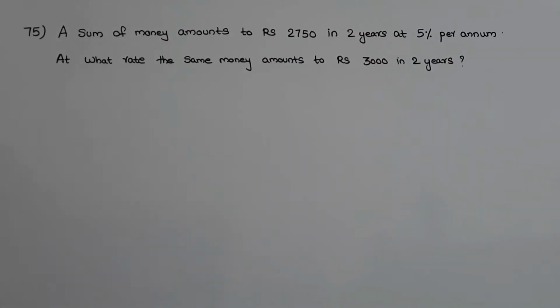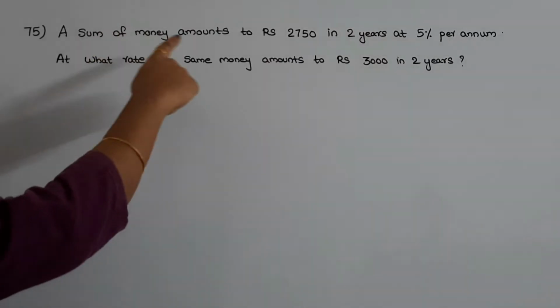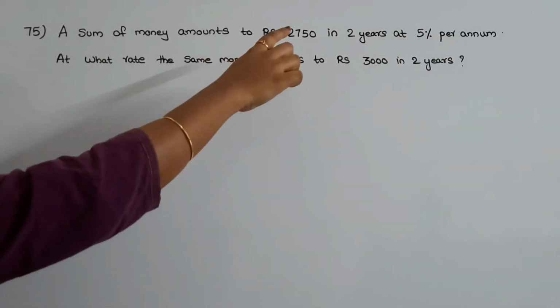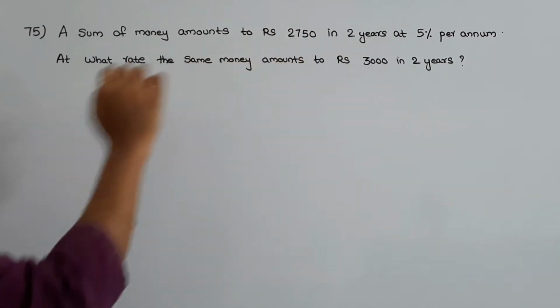75th question is, a sum of money amounts to rupees 2750 in 2 years at 5% per annum.